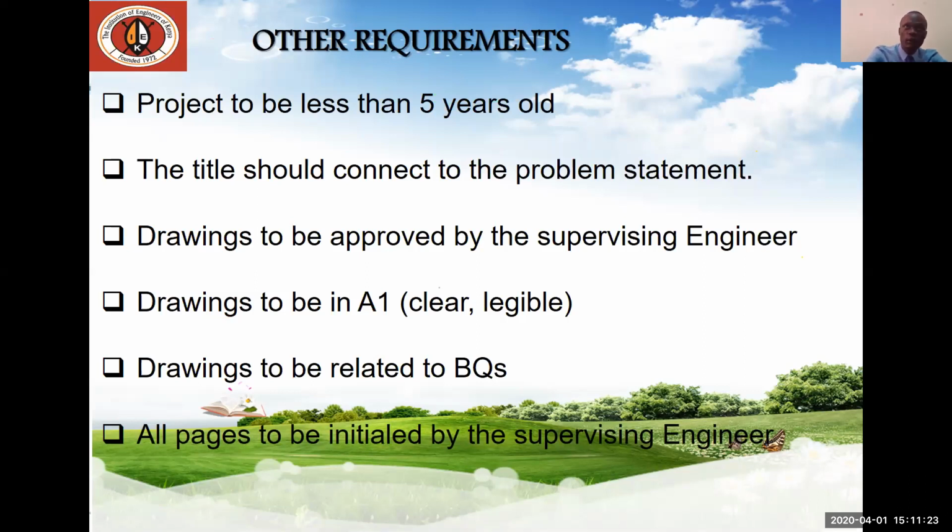And we are saying that the title of your project report should connect to the problem statement. You are saying there's a problem, and therefore you must provide a solution to that problem. So the manner in which you format your title should link to the problem statement. Drawings must be approved by the supervising engineer, and every page of the document must be initialed by your supervisor. And we are saying that the drawings should be related to the BQs, so that when you look at the BQ, you can relate it back to the drawing. The pages, as we have said, should all be initialed from page number 1 all the way to the appendices.